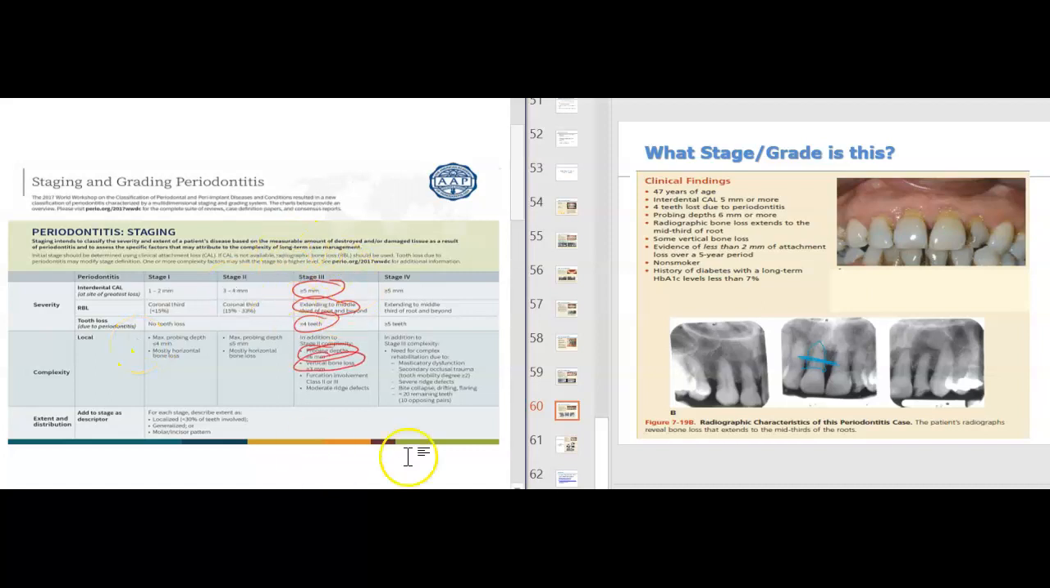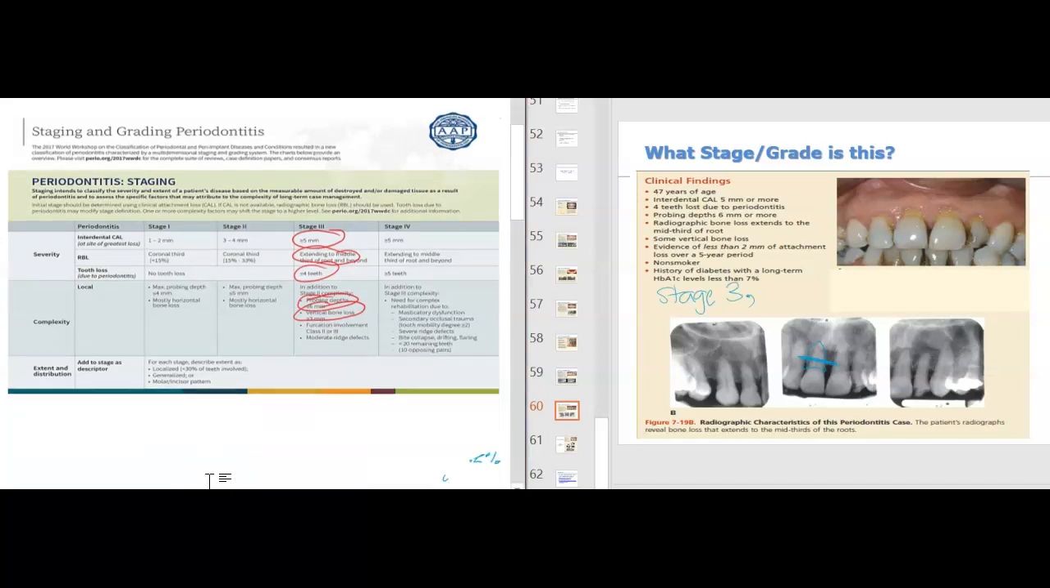All right, so based on this, I think we can safely say that he is in a stage 3 category. So stage 3. Now let's look at the grade.